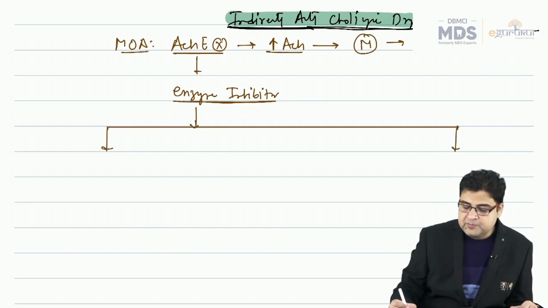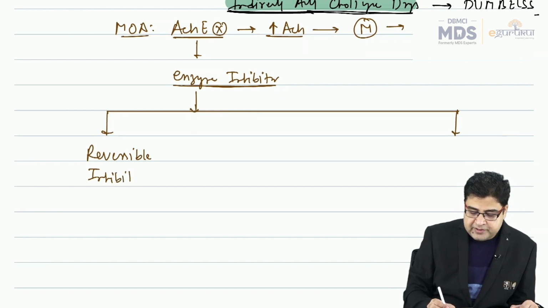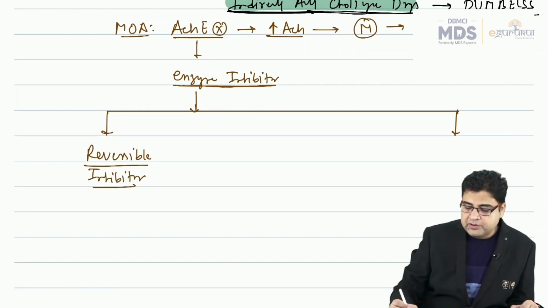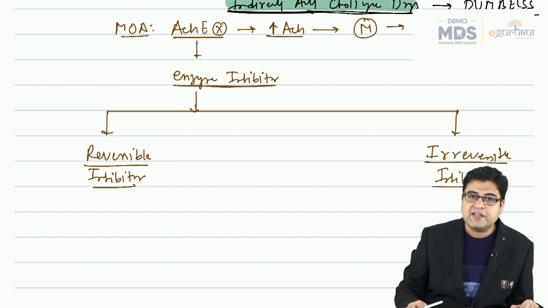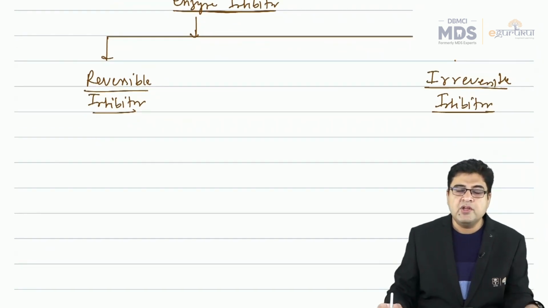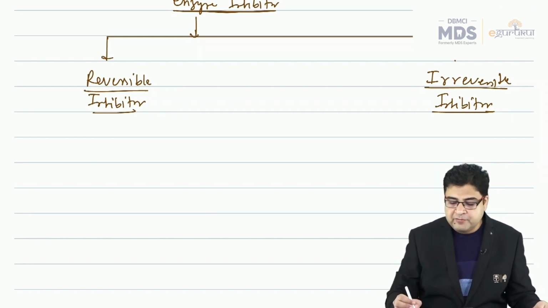There are 2 ways by which medicines can inhibit the enzyme. These medicines can be reversible enzyme inhibitors, or these medicines can be irreversible enzyme inhibitors. So we have 2 types of enzyme inhibition, reversible or irreversible. Now what is the difference between the 2?